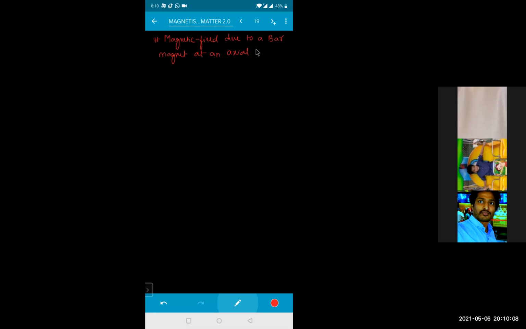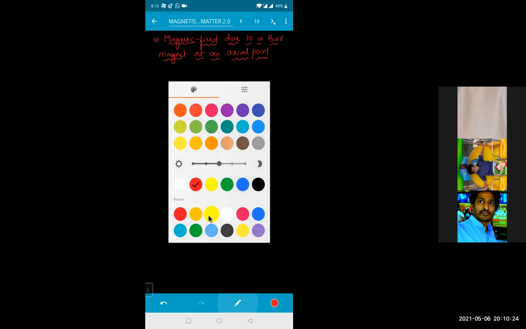I told you yesterday. Sir, it's through the line which passes through the two poles. Yes, the line through the two poles of the bar magnet is known as the magnetic axis. Now we are trying to talk about the magnetic field due to a bar magnet at an axial position.